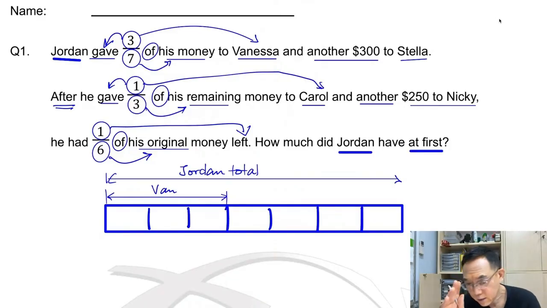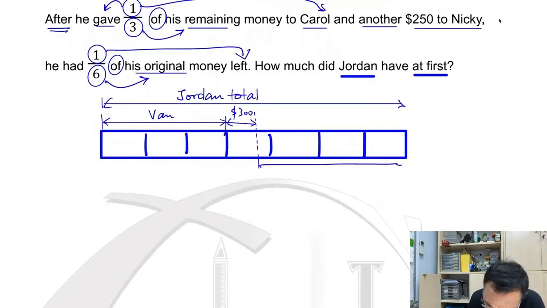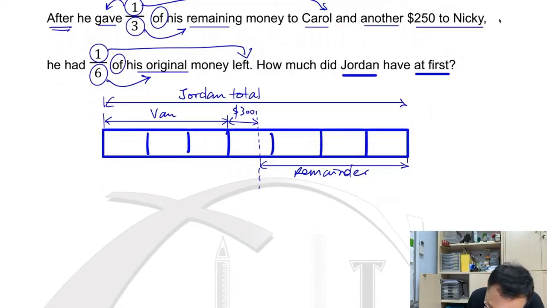Okay? Now listen. He will give away $300 to Stella. Then the word remainder appears after he gave to Stella. So you need to draw a portion here and you need to label 300. Okay, then you have a remainder. And for the remainder, we will pull it down.